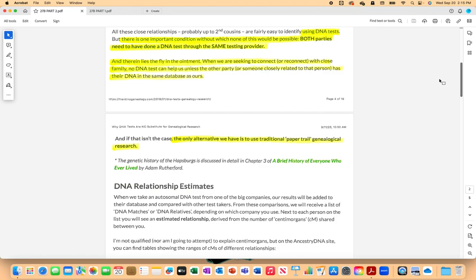Using DNA tests, there is one important condition without which none of this would be possible. Both parties need to have done a DNA test through the same testing provider. And therein lies the fly in the ointment. When we are seeking to connect or reconnect with close family, no DNA test can help us unless the other party or someone closely related to that person has their DNA in the same database as ours.